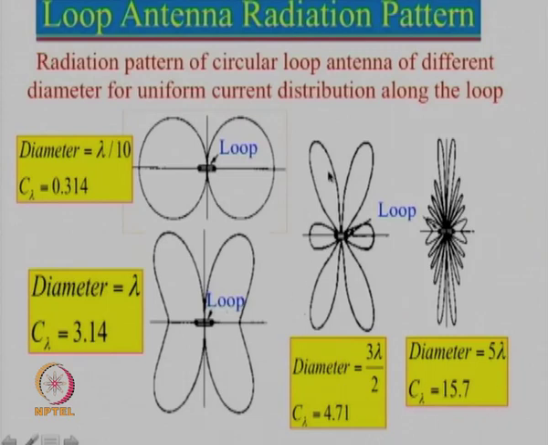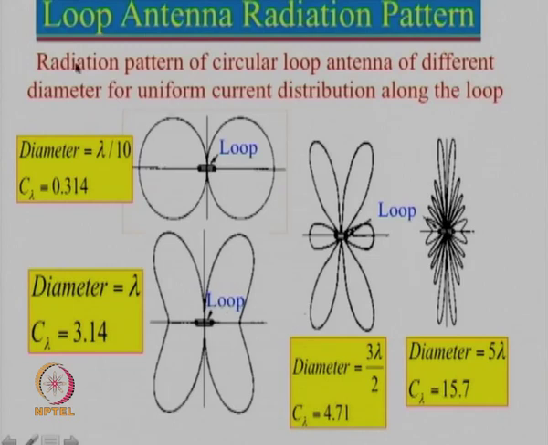But I just want to tell you that this is not really a real scenario. In a real scenario, current will never be uniform along the loop. So that is why theoretically it is okay, we can assume anything. Practically this is not going to be feasible. So in general, very rarely these kinds of antennas are used.